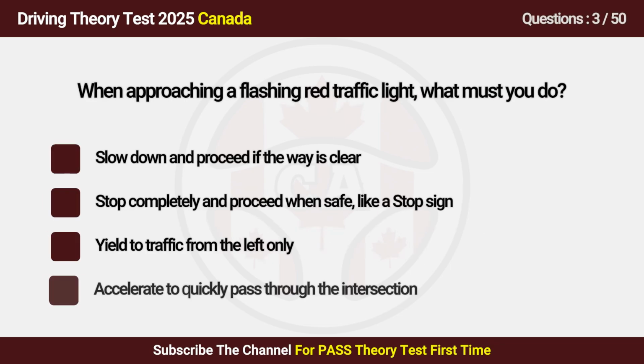Question 3. When approaching a flashing red traffic light, what must you do? A. Slow down and proceed if the way is clear. B. Stop completely and proceed when safe like a stop sign. C. Yield to traffic from the left only. D. Accelerate to quickly pass through the intersection.